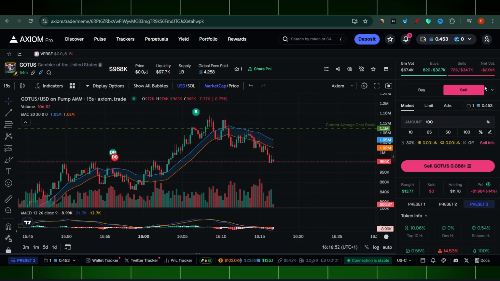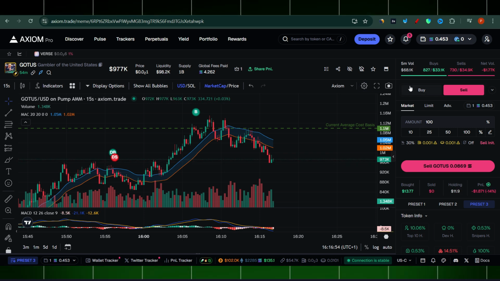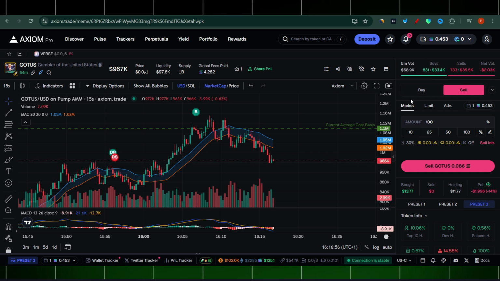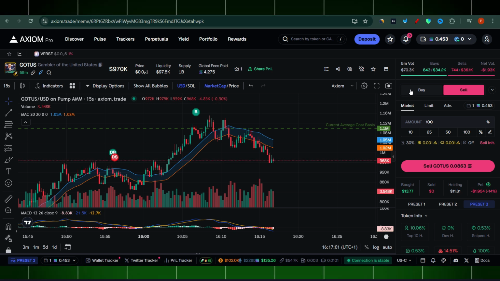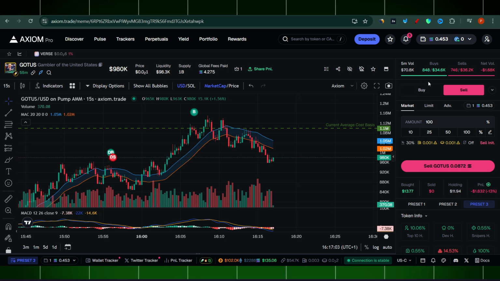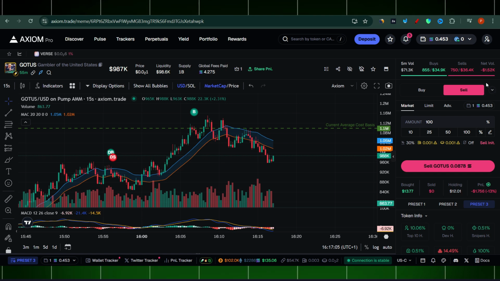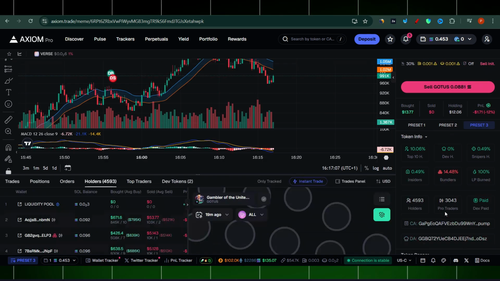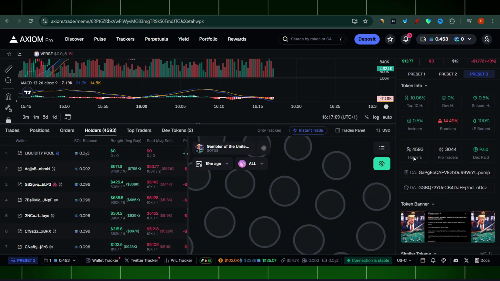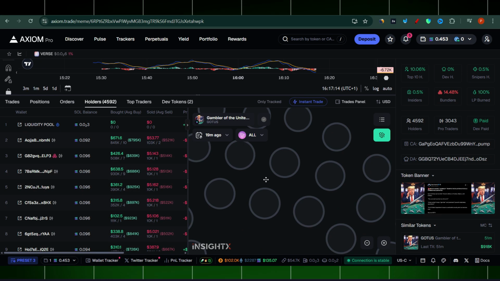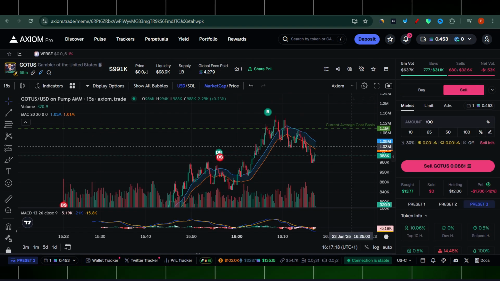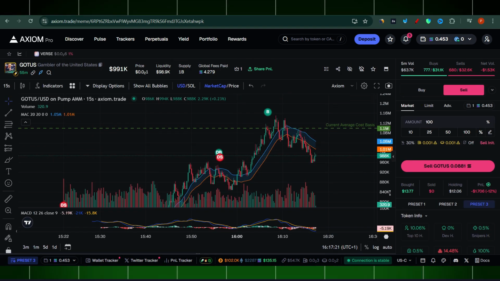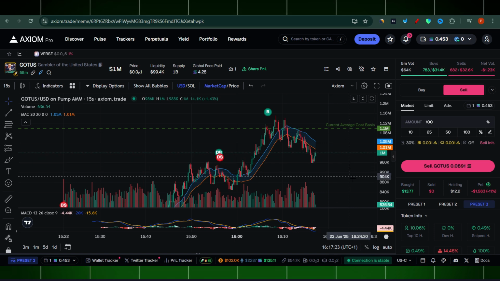Let me see, net volume is minus 2,000. 5 minutes volume is going up, that's good news. It's about 70K now. So there are still more buys than sells, despite the fact that net volume is in red. There is still some potential inside that coin, in my opinion. Look, holders are growing, pro holders are growing. When you go to the bundlers, there's no bundling, so I think there's still some sort of potential inside this coin.